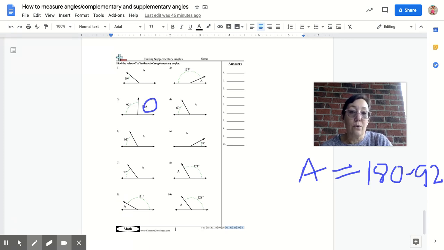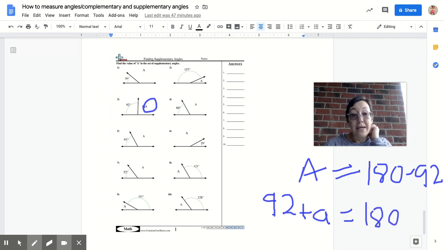They're always going to equal 180. You could do 92 plus the A equals 180 in order to figure that out.